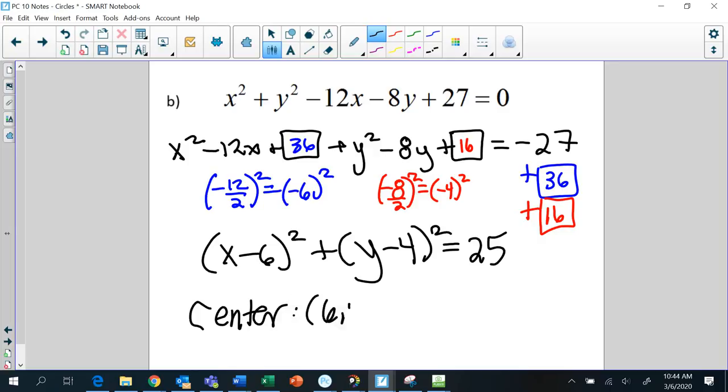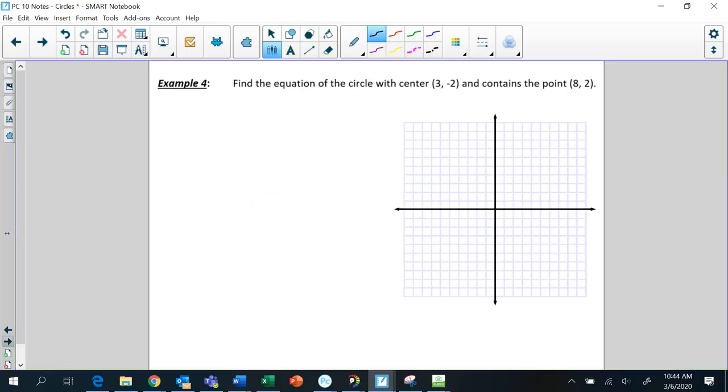Center is 6, -4, and radius is 5. Any questions on this one? Circles are easy. Find the equation with the center 3, -2 that contains the point 8, 2.